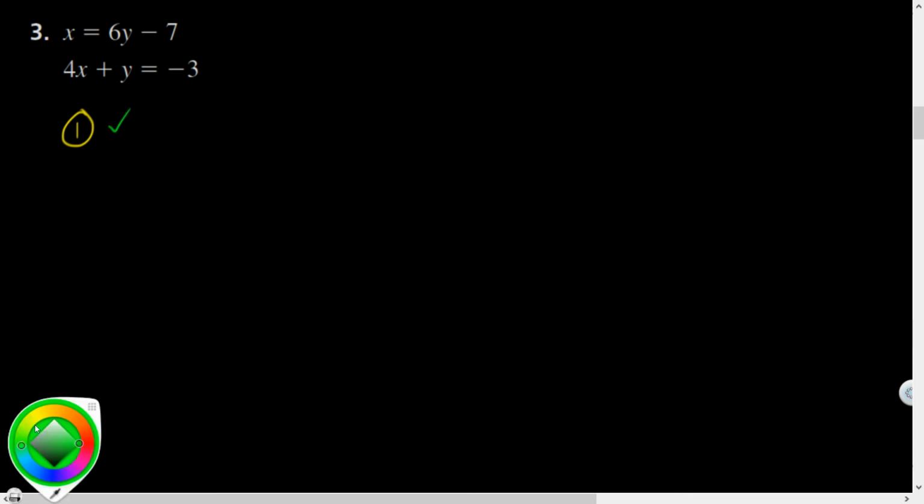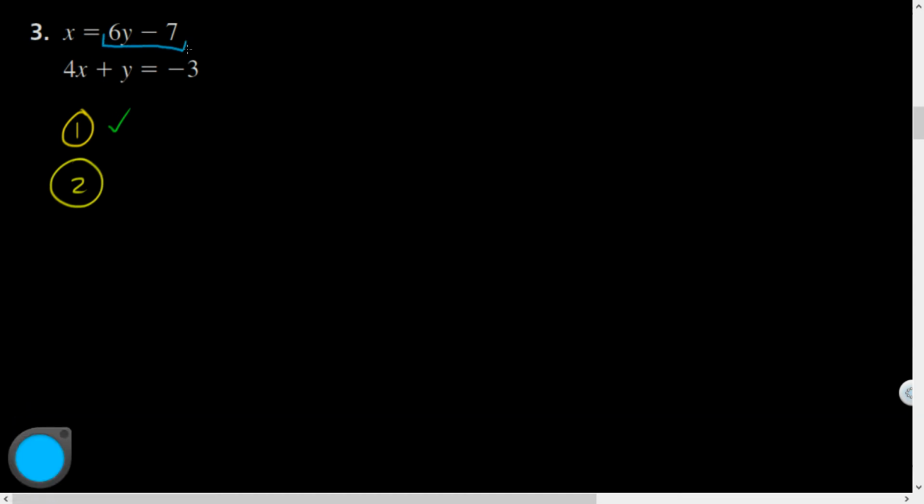Now, step 2 is the substitute step. If x is really equal to 6y minus 7, then I can plug this in here?